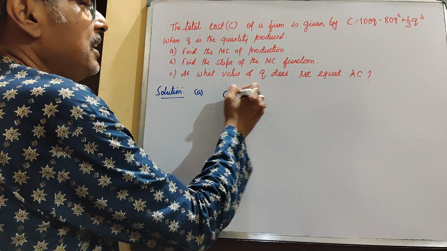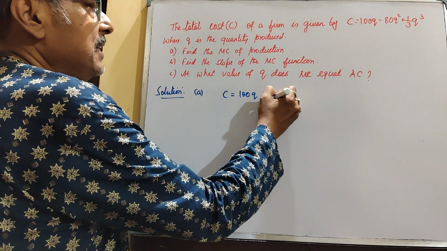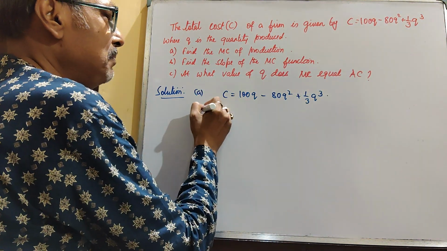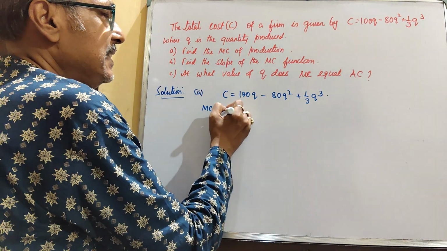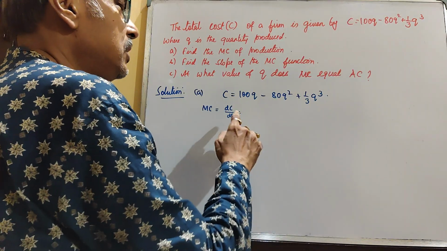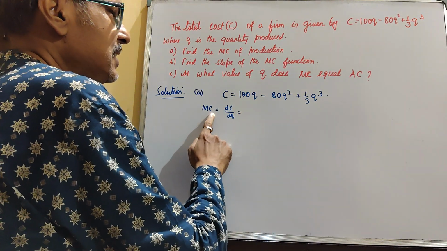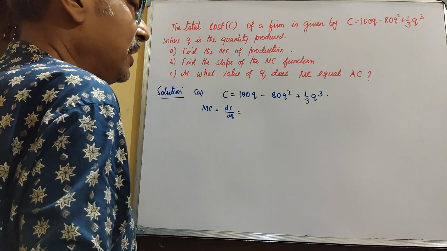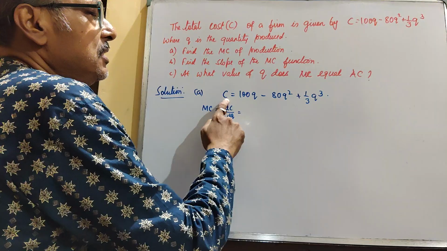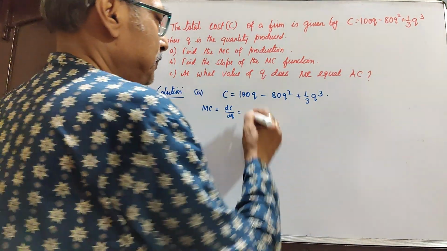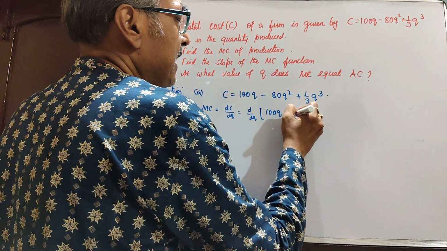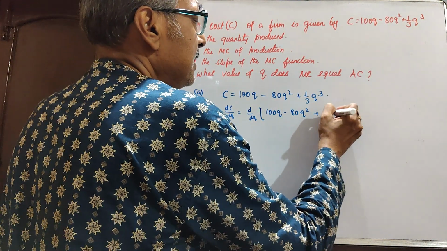Now C is given as 100Q minus 80Q squared plus 1/3 Q cubed. Now MC, marginal cost, is dC by dQ. That is the first order derivative of the total cost function. Marginal cost is the change in total cost due to 1 unit change in output. We differentiate C with respect to Q.